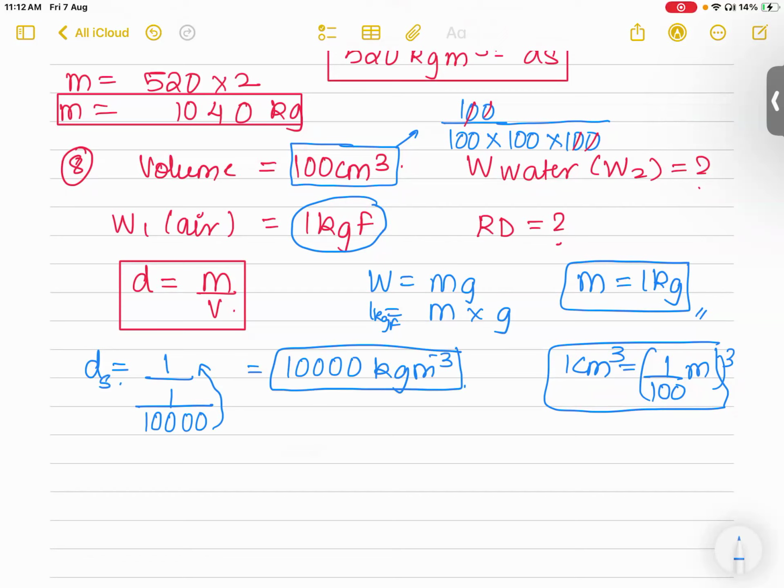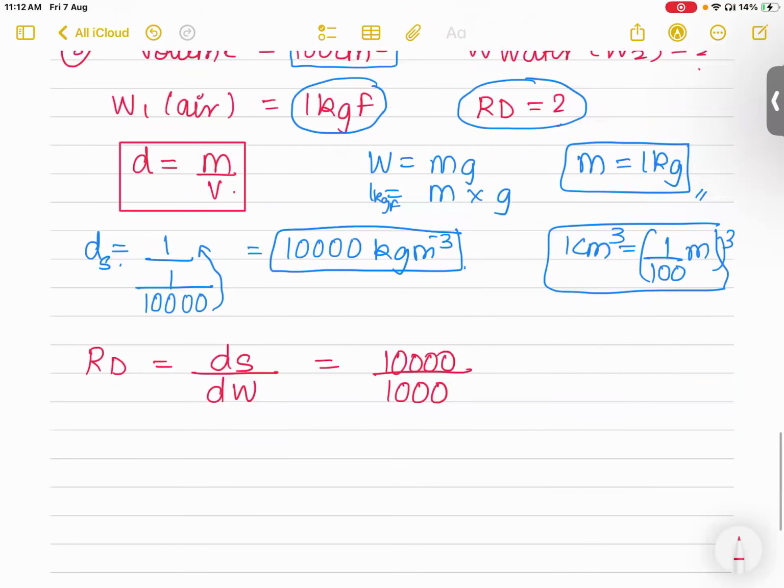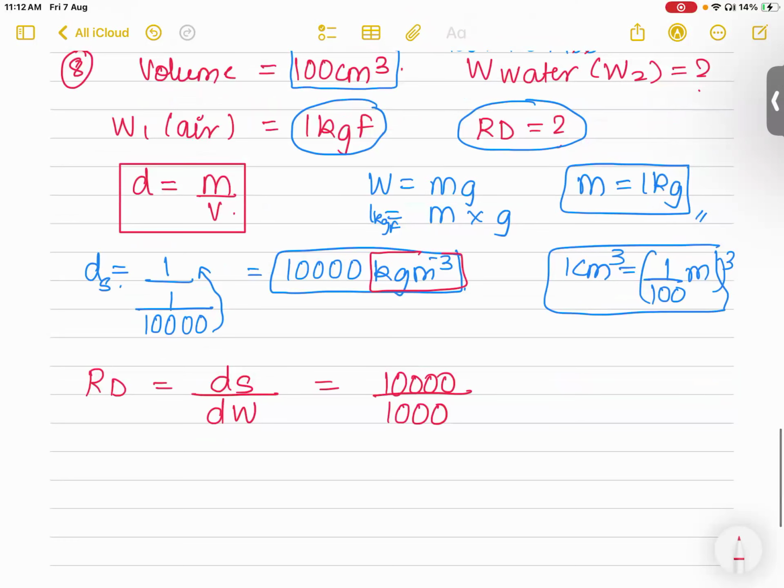Now, kids, we are supposed to find out RD. To calculate RD, I think I have a formula, which is density of substance upon density of water. Density of substance I just now found. Density of water I will take it as 1000. Sir, why 1000? Because if you notice, guys, here it is given to you in kg. Three zeros will get cancelled. We will get RD value as 10.